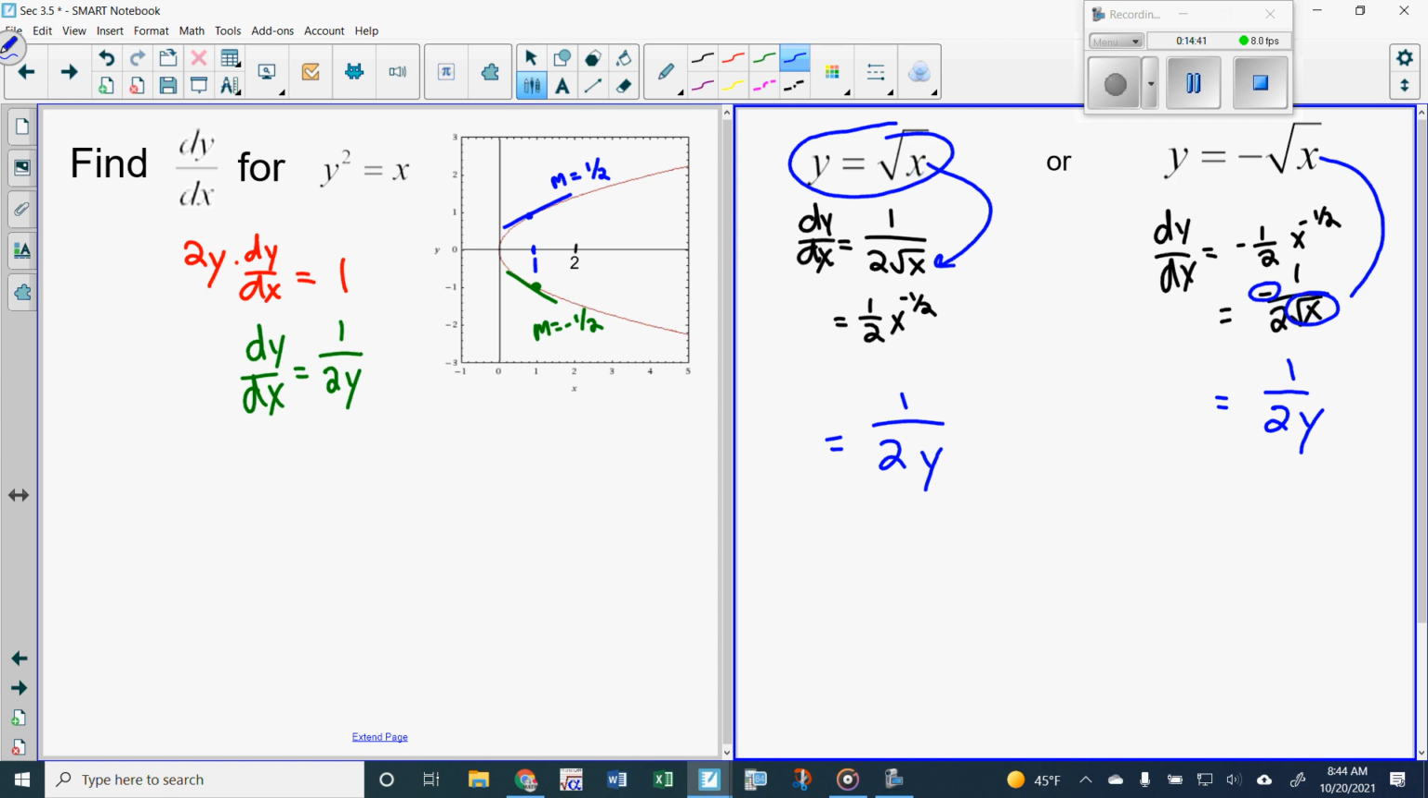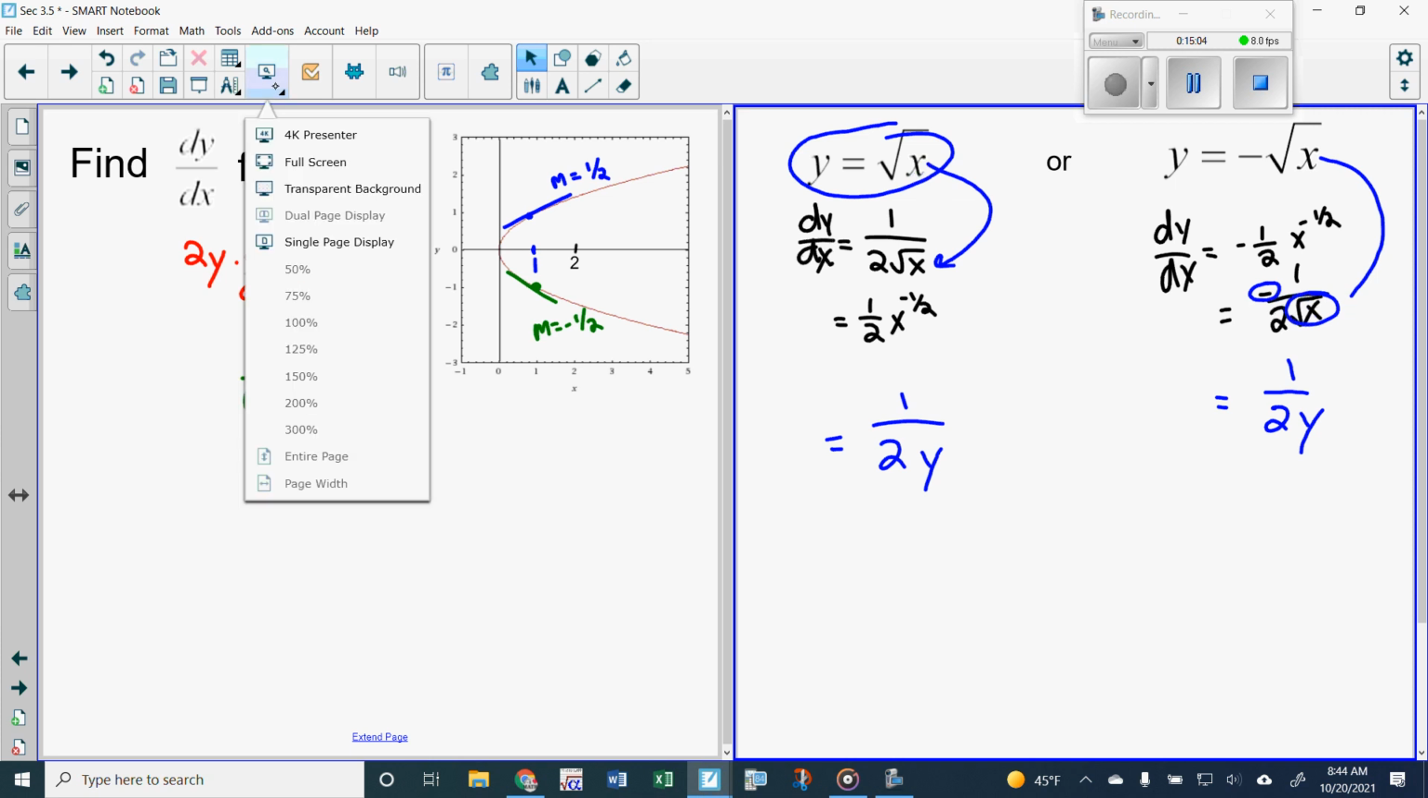This is with explicit functions, where I have them solved for y. That is with implicit functions, where they're not solved for y. And you notice I get the exact same answer. All right, let's do another one.